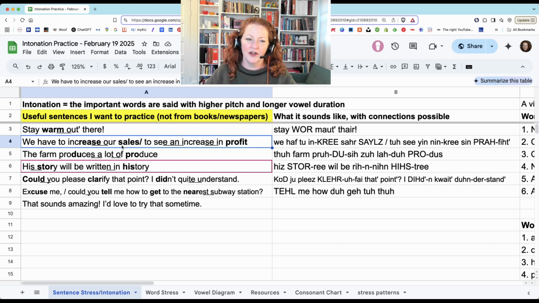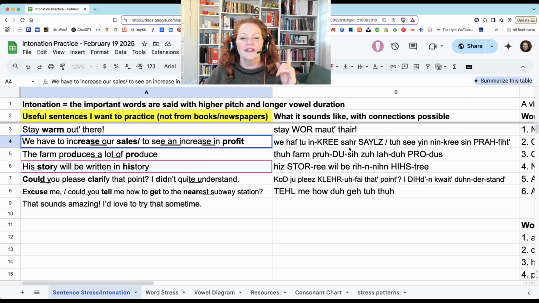This is a kind of a contrast. So anytime you're contrasting two things, they need to stand out. In this case, it's sales and profit. So we have to increase our sales to see an increase in profit. And I could have also emphasized this "increase," but since I said it once, I'm not doing it again. We have to increase our sales to see an increase in profit.